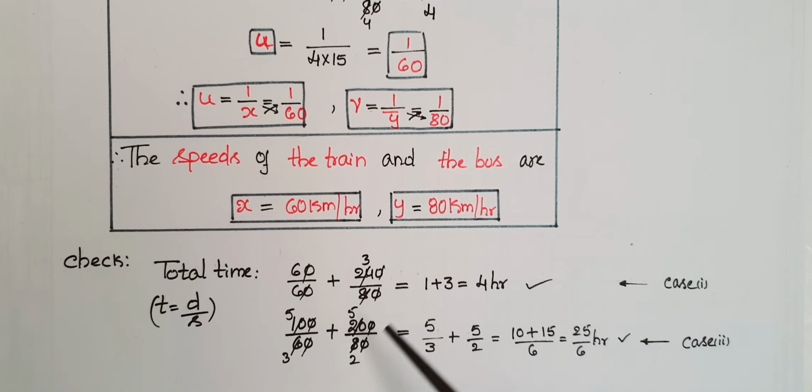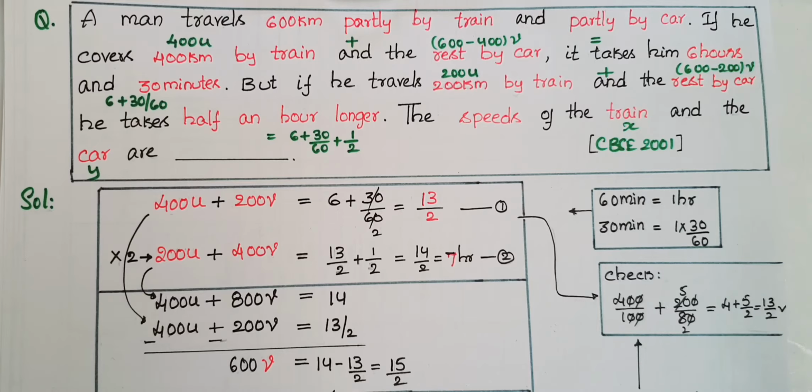So this is correct. In the second case, 100 by 60 plus 200 by 80, that is 5 by 3 plus 5 by 2, that is 25 by 6 hours. This is in the second case. The total time is 25 by 6 hours. This is also correct.